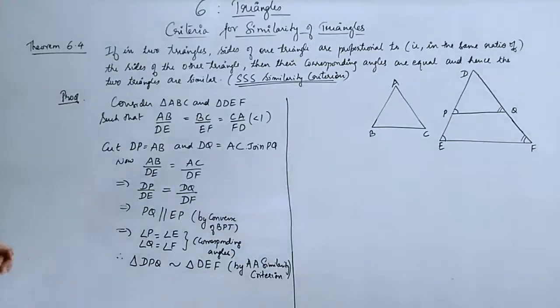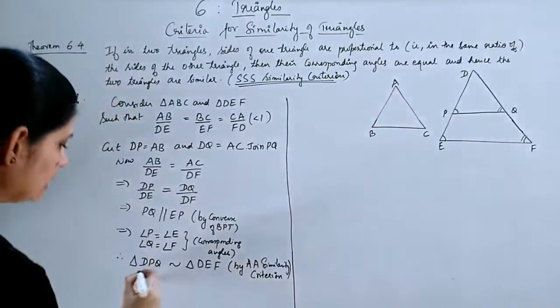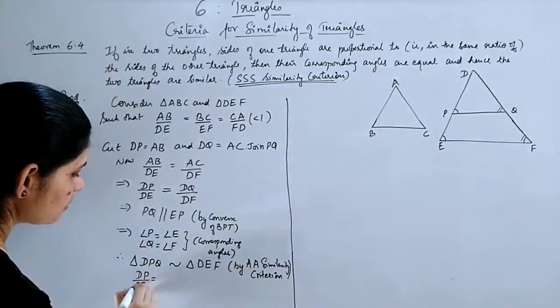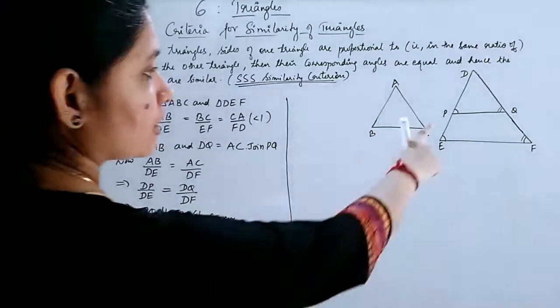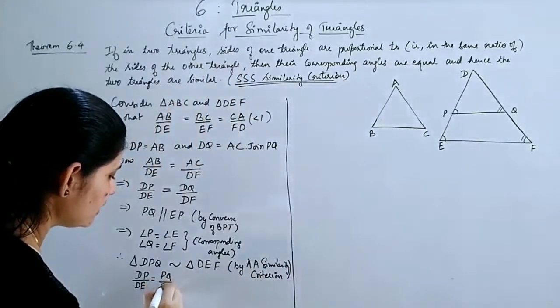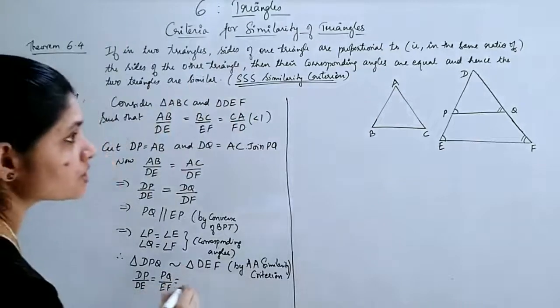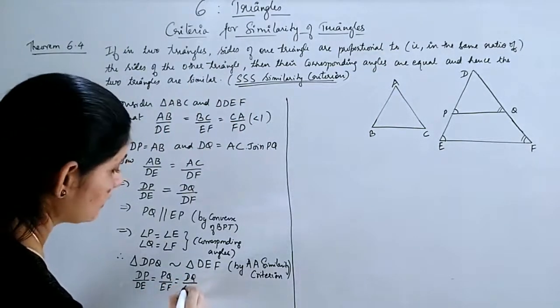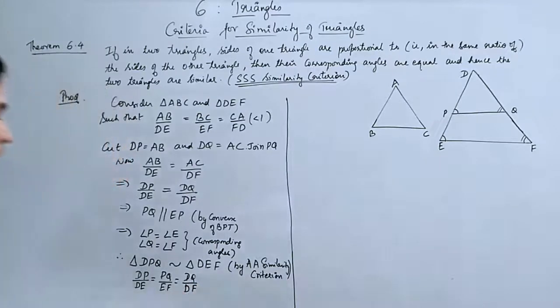What are the corresponding sides? DP by DE is equal to PQ by EF is equal to DQ by DF. This is what we are getting.